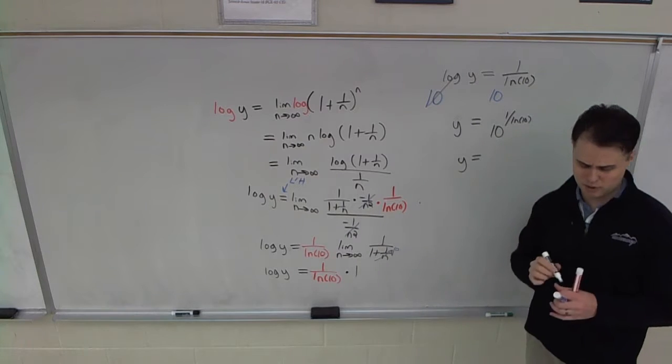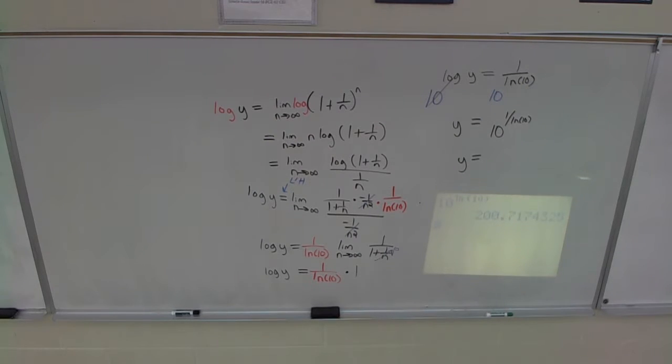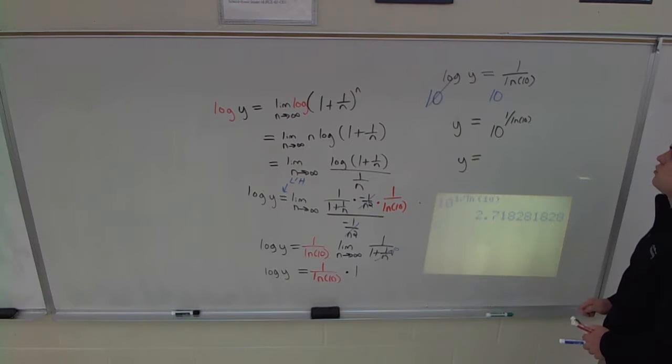Now that doesn't look very much like e to me. Let's try it in our calculator and see if the calculator says it looks like that. So if we go 10 raised to the power of 1 divided by the natural log of 10, that is indeed, of course, e right there. We could try to use the change of base formula or something maybe to get what this looks like.